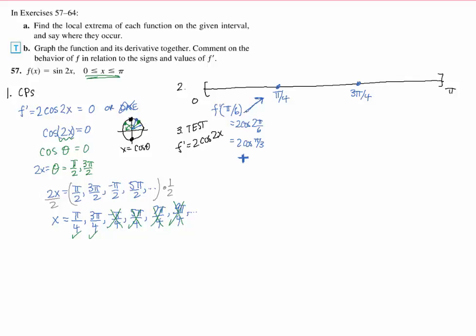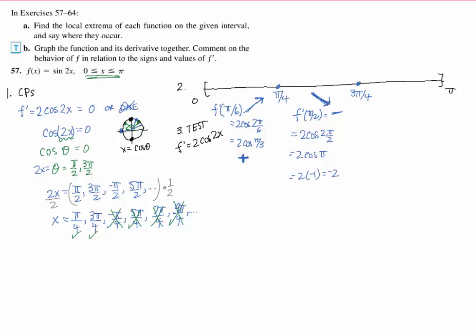Now between pi over 4 and 3 pi over 4 we have a great option, that's pi over 2. So if I test f prime at pi over 2, 2 times the cosine of 2 times pi over 2 is also known as 2 times the cosine of pi. And the cosine of pi is -1. Pi is right here. So that's 2 times -1, which is -2, also known as negative, most importantly, meaning that the function is decreasing on this interval.